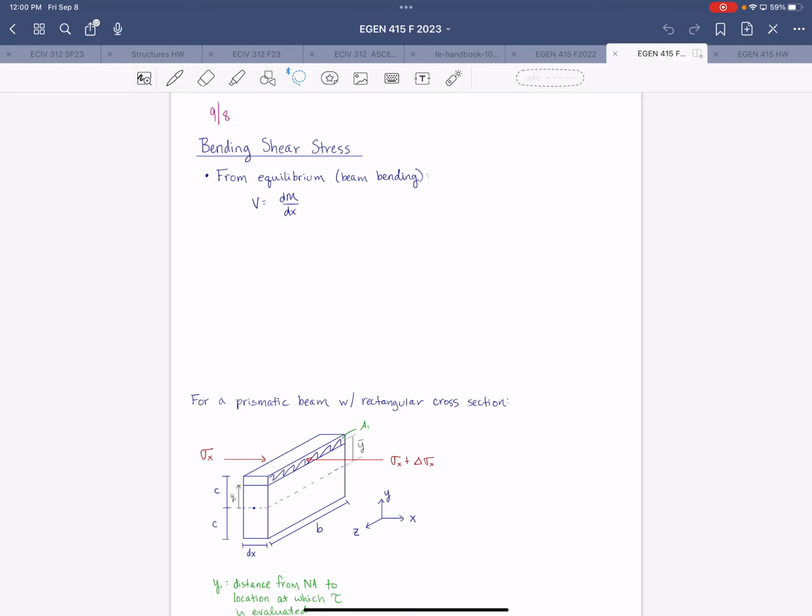We looked at flexure and bending stresses. So now we're going to consider bending shear.